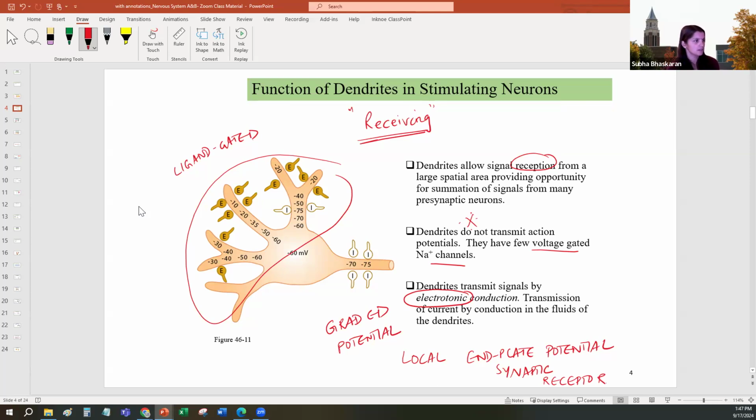Correct? Right? Synaptic, end plate. So end plate you will see on the muscles. Synaptic you will see on the neurons, right? Receptor you will see on the sensory receptors. So they just pick the names based on where you see them. Got it? But these are all graded potentials. Any questions? Good.